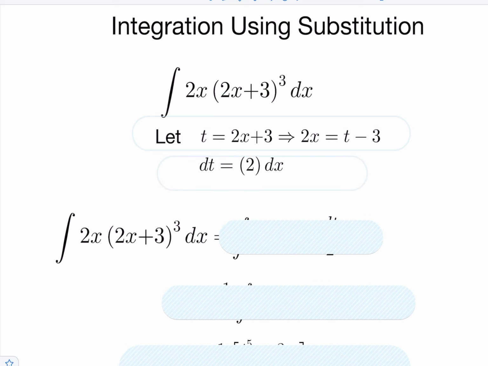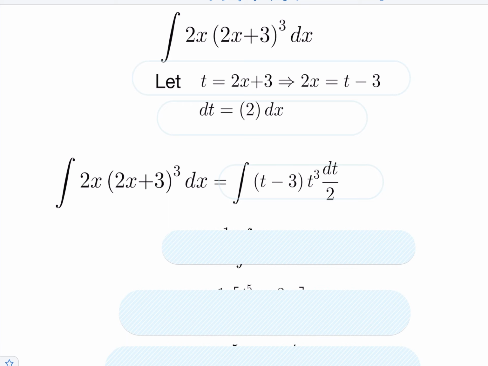Again, taking your derivative with respect to x here, we have dt equals 2 dx. And now I'm going to go ahead and substitute all of these values in. So you'll take a look here. The integral of 2x times (2x + 3) to the power of 3 with respect to x is going to be changed to the integral of (t - 3) times t cubed dt over 2. And you can see here I replaced the 2x with a t - 3, the 2x + 3 with a t as discussed, and then I just isolated here for dx and wrote that as dt over 2.